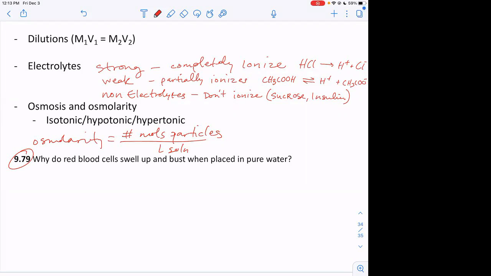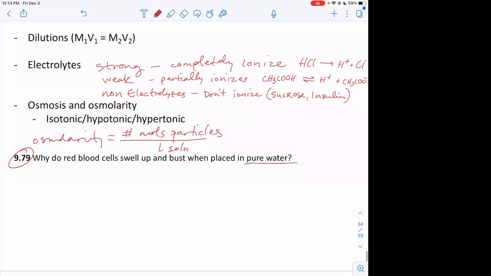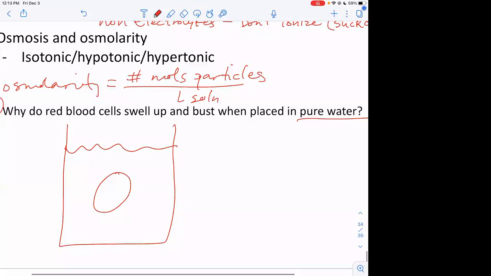Why do red blood cells swell up and bust when placed in pure water? Thoughts? Straw beaker. They suck the water in. Here is our red blood cell. They suck the water in. Why?